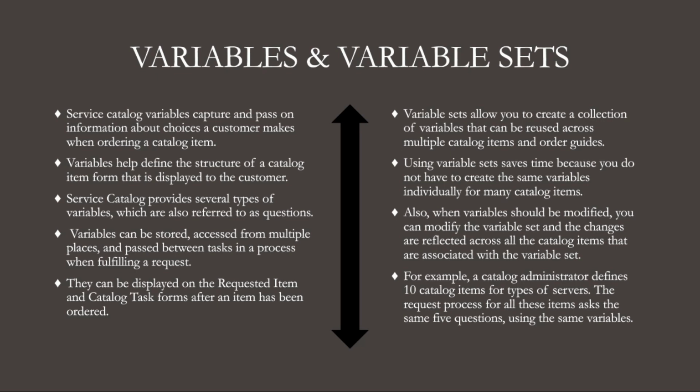Okay, so what is a variable set? A variable set allows you to create a collection of variables that can be reused across multiple catalog items and order guides. Using a variable set saves time because you do not have to create the same variable individually for many catalog items. So this is really a good benefit, because in a lot of places we use the same kind of fields, like requested for. Also, when variables should be modified, you can modify the variable set and the changes are reflected across all the catalog items that are associated with the variable set.